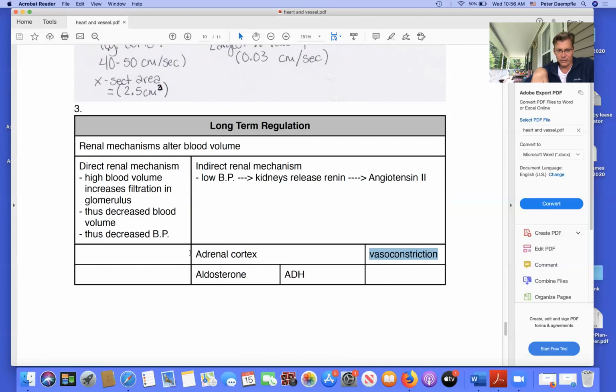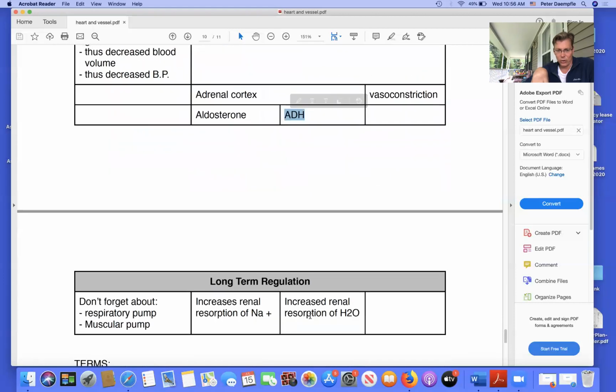Also, this stimulates the adrenal cortex. The adrenal cortex gives out aldosterone and ADH, or antidiuretic hormone, which both increase blood pressure. Aldosterone increases it by reabsorbing sodium. ADH causes reabsorption of water. All three, and I wish one of the teachers I had would have told me this, all three of those hormones raise blood pressure. Different mechanisms, but raise blood pressure.